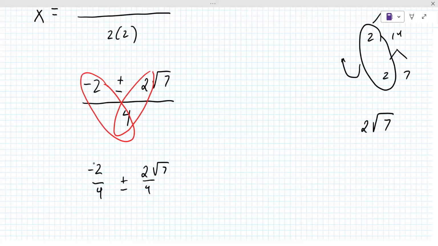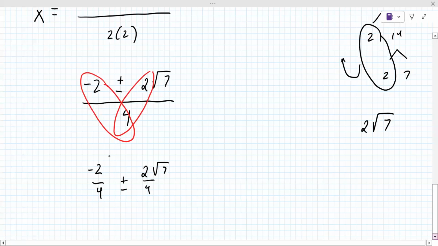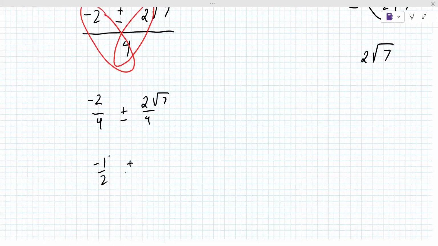Can the minus 2 over 4 be simplified? Yes, they both can. I wanted you to kind of see, show it, and then you perform the division. And this is it. This is your final answer. Yeah, this is X the whole way down.